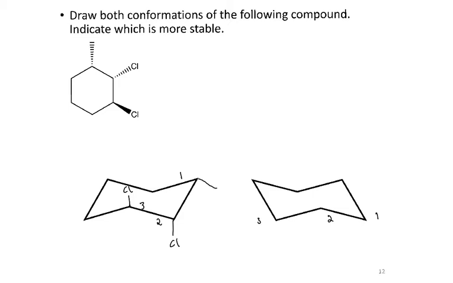All right, now I go to the other conformation. So now on carbon 1, the methyl went from equatorial, now it's going to be axial. It's still going to be down. On carbon 2, the chlorine was axial. Now it's going to become equatorial, but still down. All right, and then on carbon 3, it was axial. Now it's going to be equatorial, but still up.